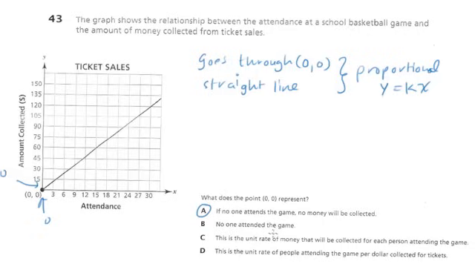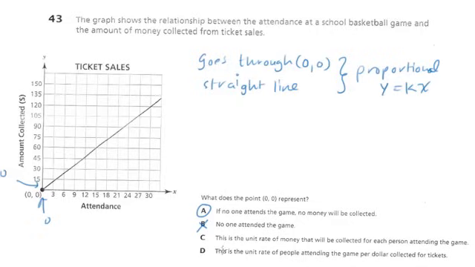Okay, we could go through the other options. No one attended the game. Well, this graph is showing the relationship between the attendance and the money. It's not telling you what actually happened. It's basically showing that as the attendance increases, so does the amount collected, and it increases at the same rate. So it's not about nobody attending the game, it's about showing the relationship between these two numbers.